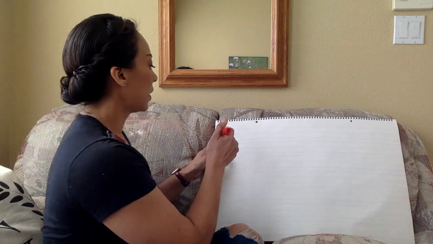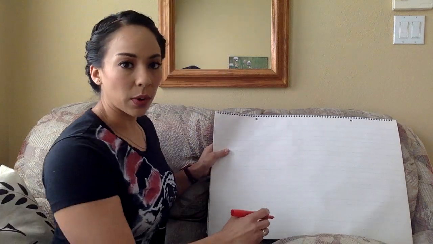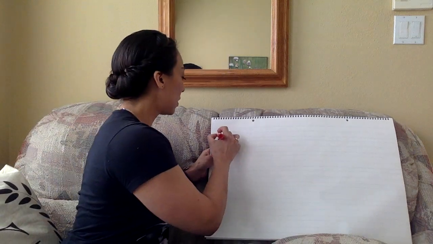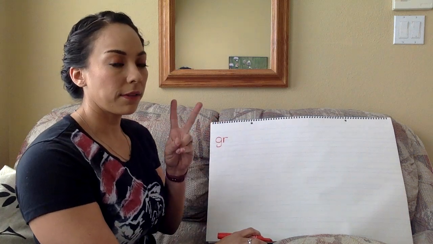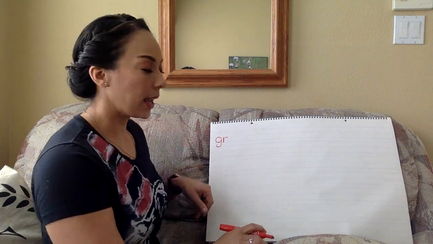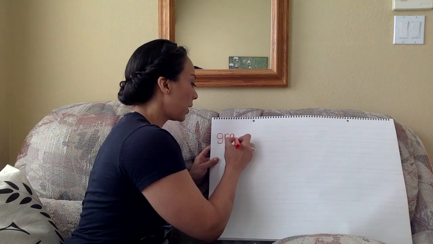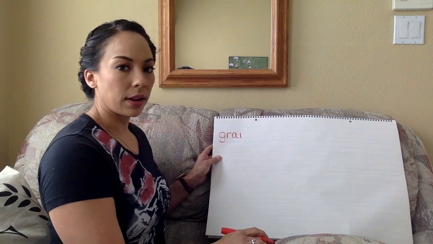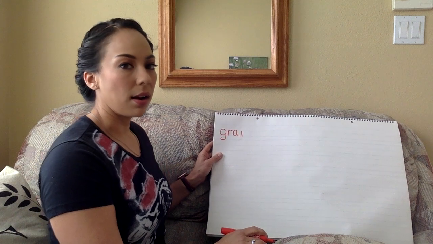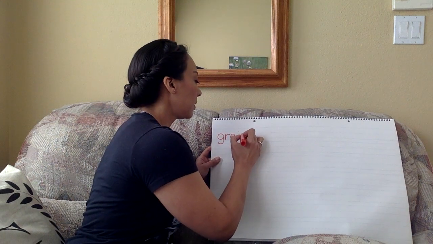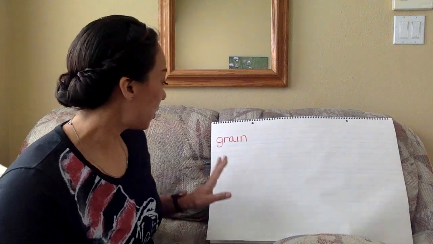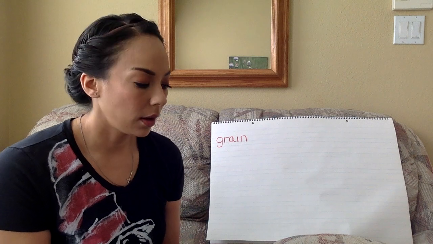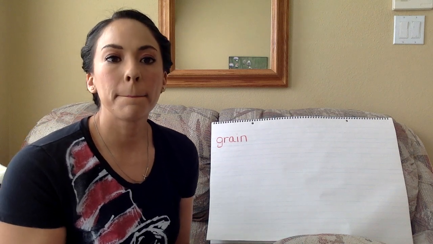Here we go. I said first sound was G. Then R. And that two-letter vowel team that says A is, of course, A, I. And the last sound is N. Grain. Very good. Ready for the next word? If you don't have it correct, fix it now. The next sound is P.